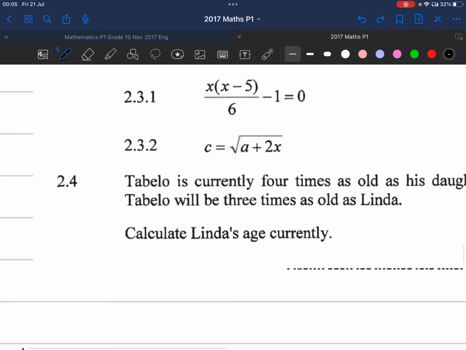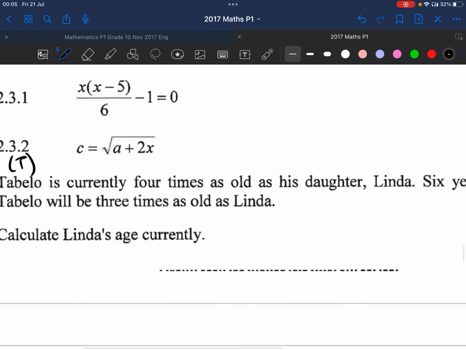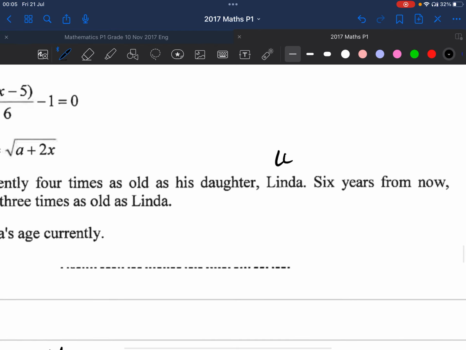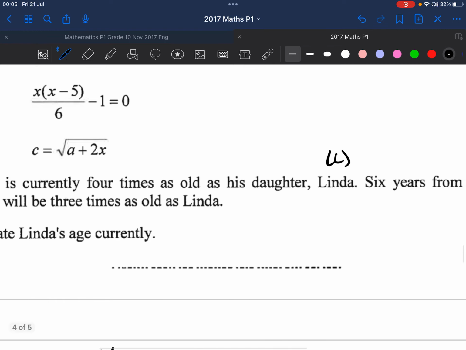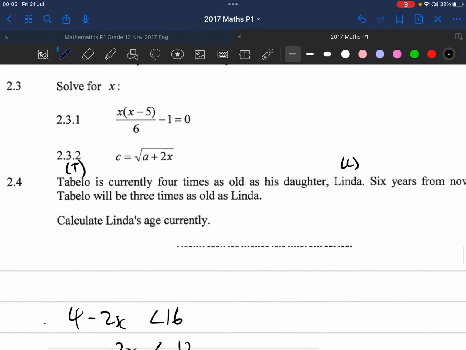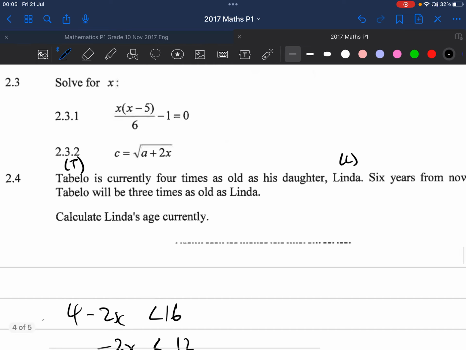Let's call Tabello's age T, and let's call Linda's age L. And remember, you can pick any letters you want to. You can say X and Y, P and Q, or whatever. I'm just using T and L because that's their initials. Okay, so Tabello is currently 4 times as old as Linda. So T equals 4L. Okay, so that's our first equation.